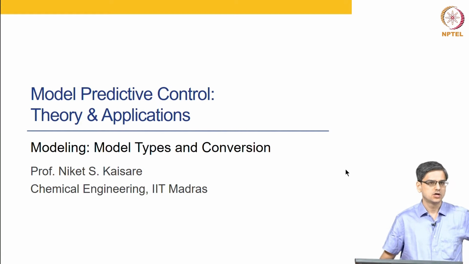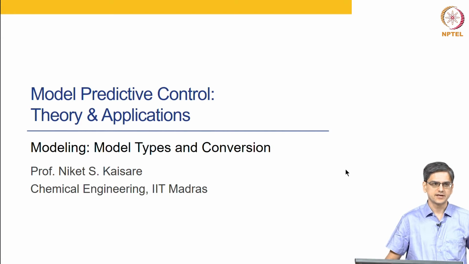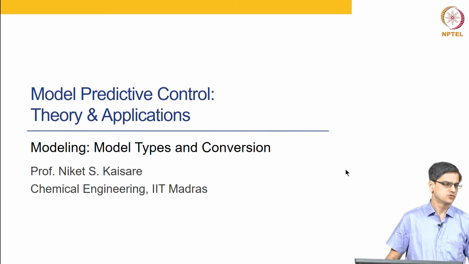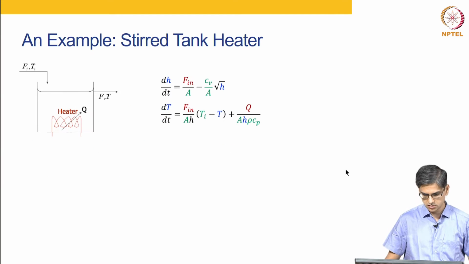Okay, so we are talking about the different model types, and now we will talk about conversion from one type of model into another, which basically means we are going to talk about transfer function to state space to transfer function, and continuous to discrete. All of those conversions are something that we are going to talk about today. We are also going to talk about non-linear models, linear models, and so on.